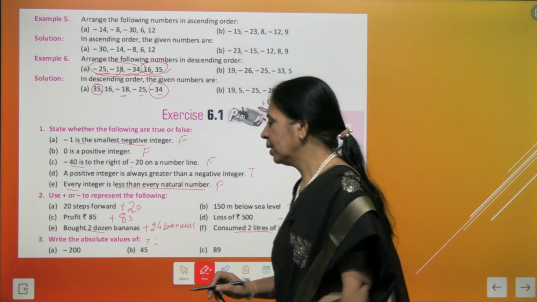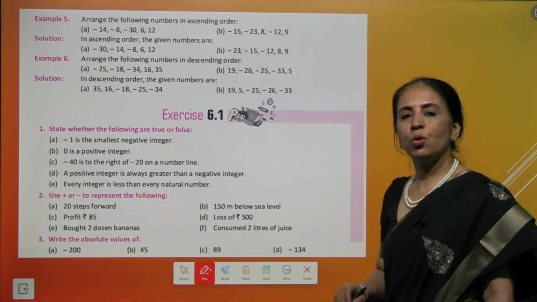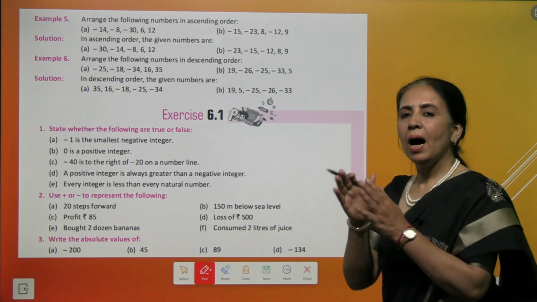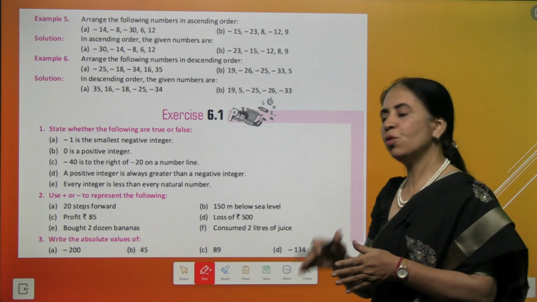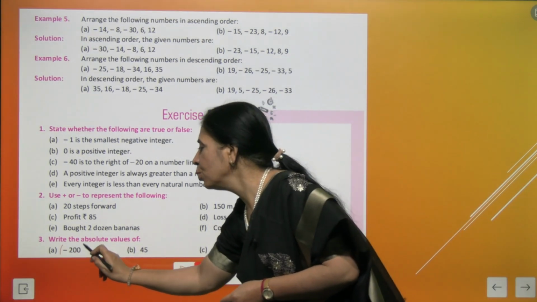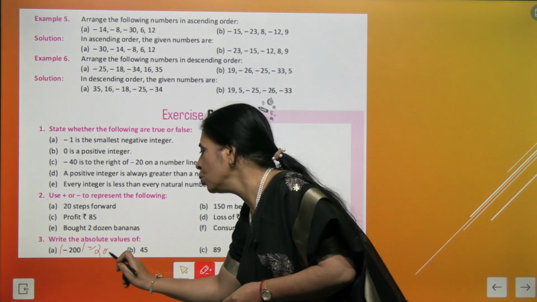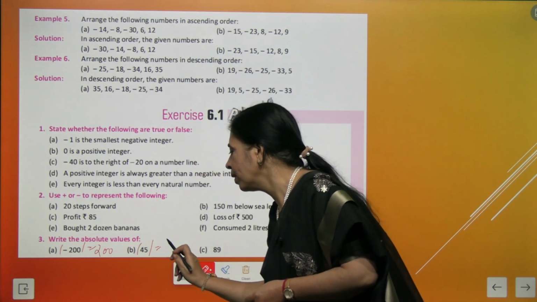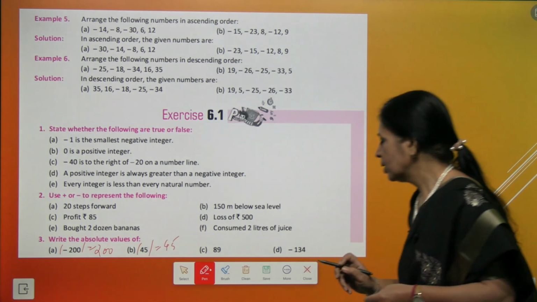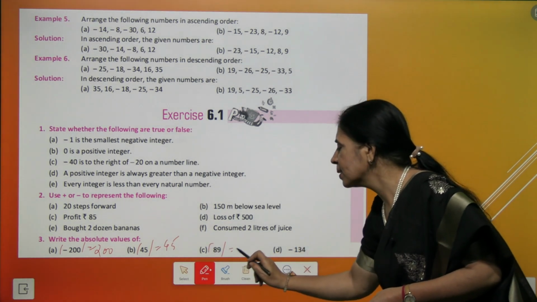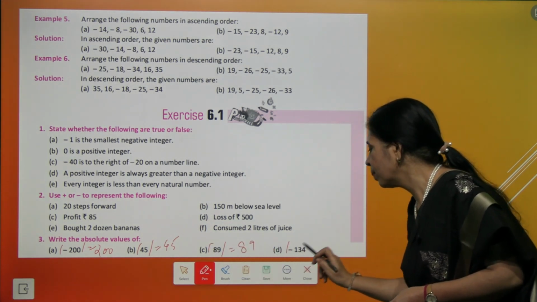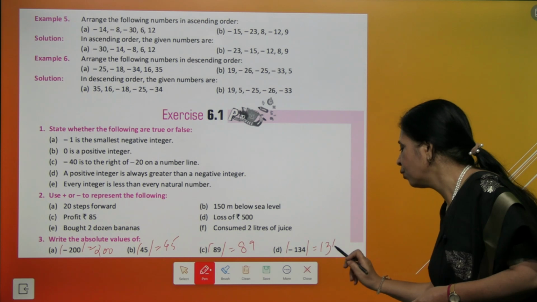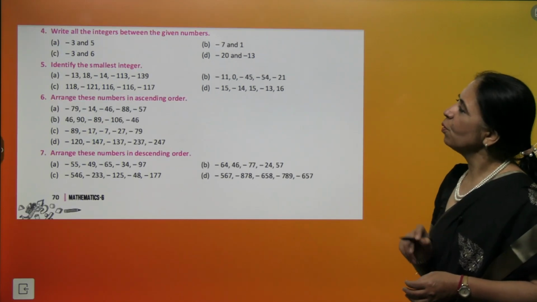Here you have to write the absolute value. In absolute value, always remember that if there is a minus sign, it will be removed. So absolute of -200 is 200. Absolute of 45 is 45. Similarly, this remains 89, and this becomes 134. Got it? Now let's move further.